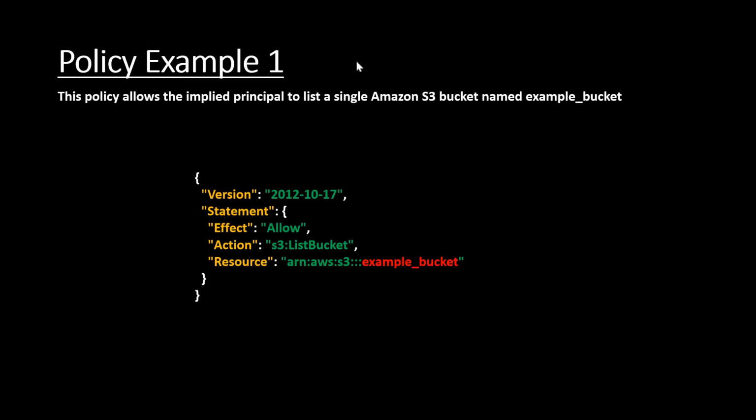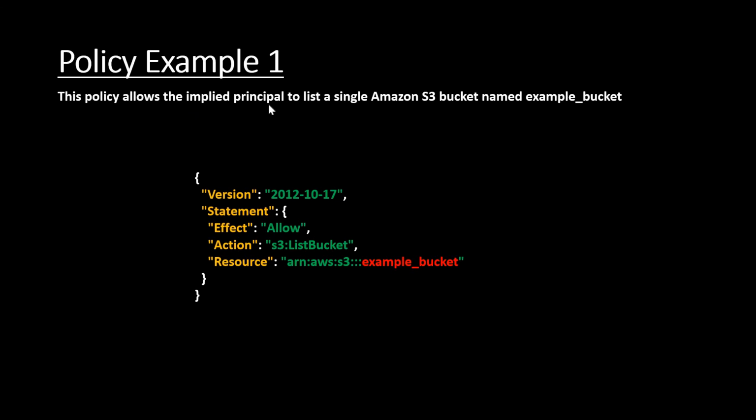Now let us see some examples. So this is the first example of a policy. This policy allows the implied principal to list a single Amazon S3 bucket named example bucket. Suppose we have a bucket called example bucket. So we will attach this policy to a principal, and that principal would be able to list the S3 bucket named example bucket when we attach this policy.